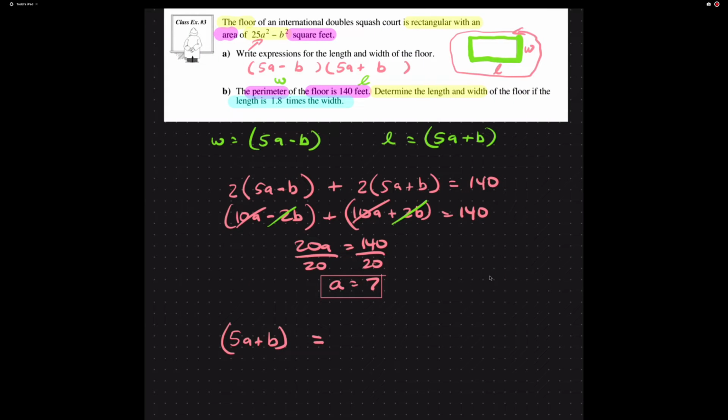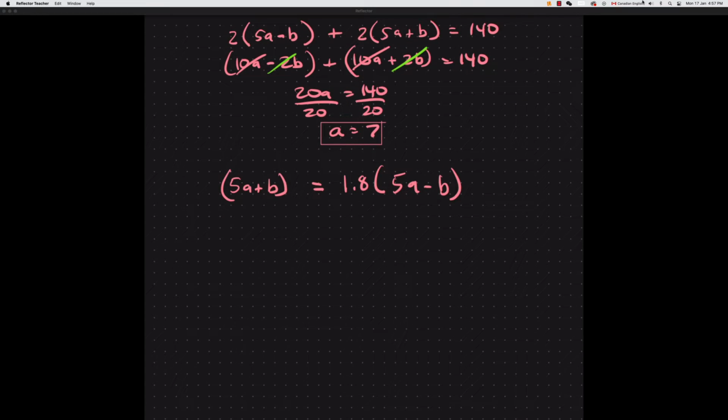All right, I'm back. Let's see, where did we leave off? We're trying to say that the length is equal to 1.8 times the width. So the length was 5a plus b, and that would be equal to 1.8 times the width, which is 5a minus b. Let's expand this one out and gather some like terms and see if we can solve for the b. So I have 5a plus b on one side equals 1.8 times 5, which is 9a, minus 1.8b.